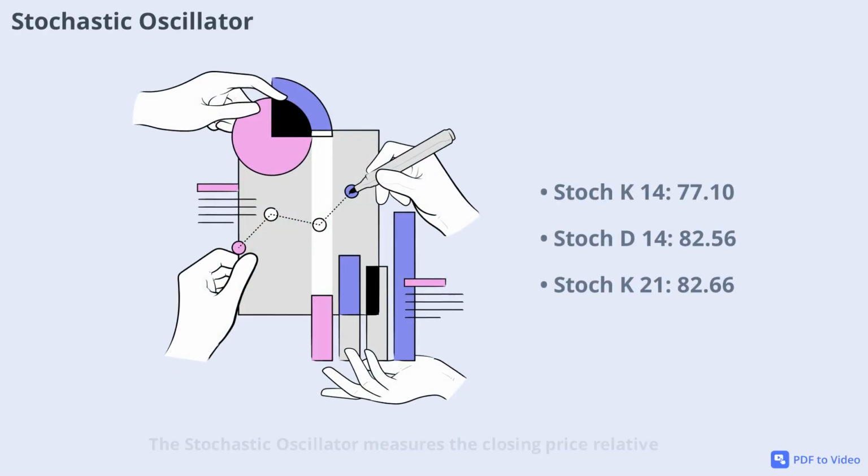The stochastic oscillator measures the closing price relative to the price range over a set period. For COWG, the 14-day %K is 77.1 and %D is 82.56, while the 21-day %K is 82.66 and %D is 85.1. These readings are in the higher range, suggesting the stock is approaching overbought territory. However, the 5-day values are lower, indicating some recent weakness. This mixed picture suggests caution, as momentum may be fading.